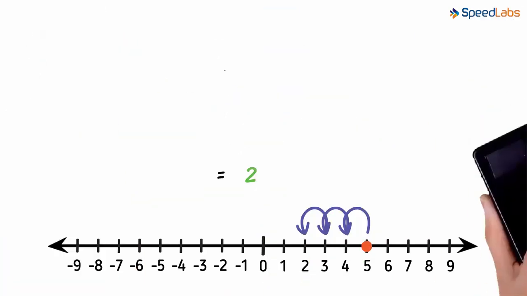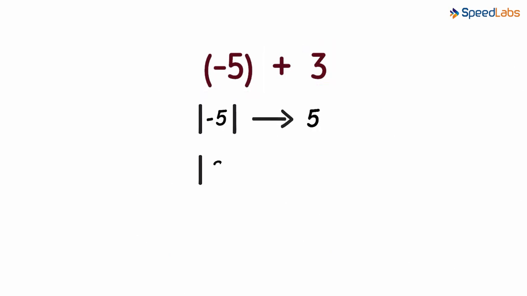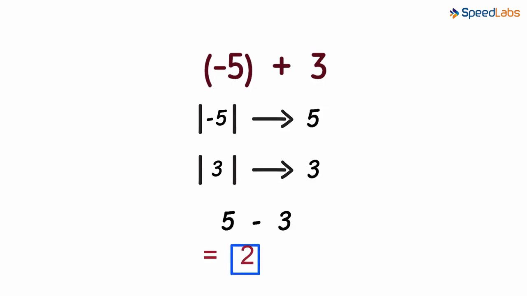Let's try out another problem. What will be the sum of these two integers? One is positive and the other one is negative. So let's find out by subtracting their absolute values first. We will again get the answer as 2. But is that the final answer? No, that's not the right answer.